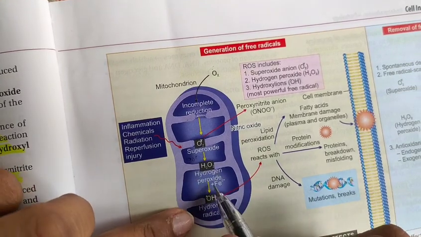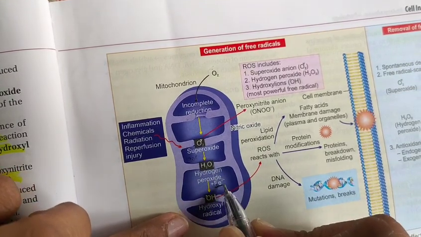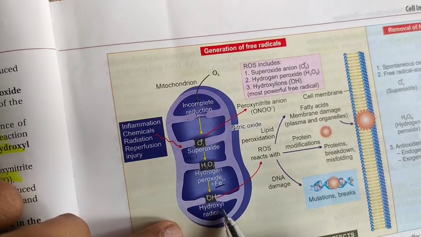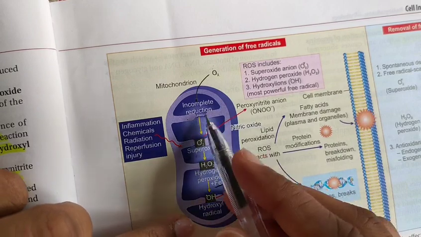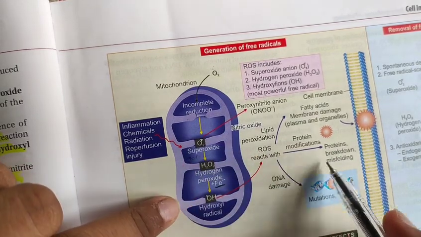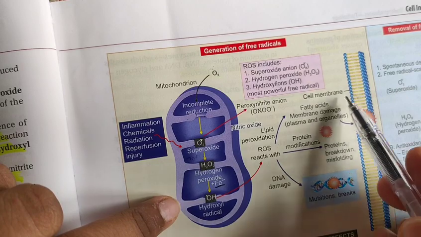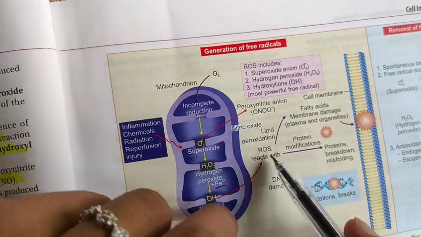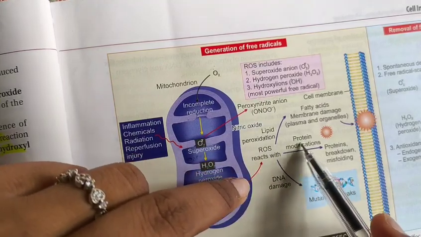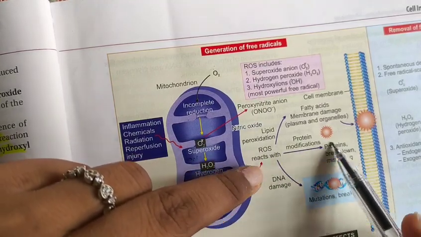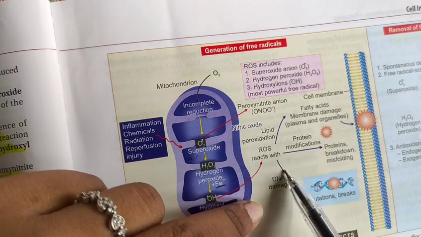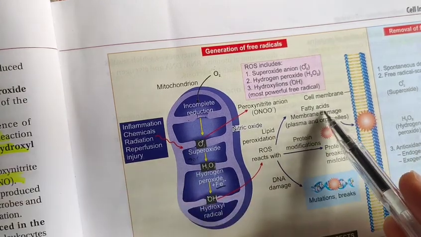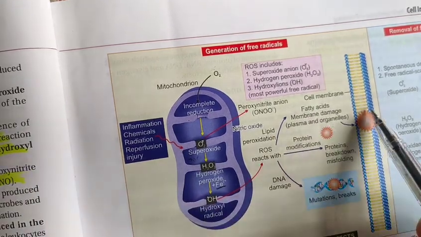Hydrogen peroxide undergoes the Fenton reaction with the help of ferrous ion, Fe2+, to form the hydroxyl free radical. The hydroxyl free radical is the most powerful free radical. All these reactive oxygen species destroy DNA, proteins, and the fatty acids and phospholipids present in the cell membrane. They modify proteins, causing protein breakdown and misfolding. They damage DNA, causing mutations and breaks in the DNA, and the fatty acids in the membrane and the organelles all break down.